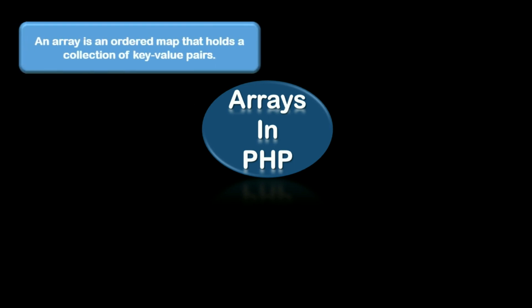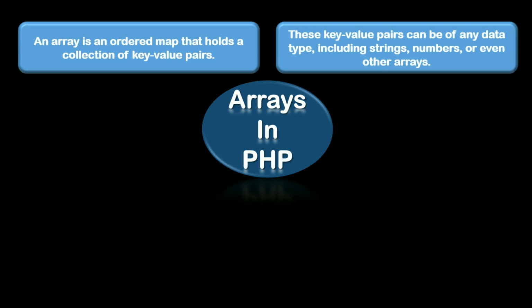Before we jump into coding, let's quickly understand what an array is. In PHP, an array is an ordered map that holds a collection of key-value pairs. These key-value pairs can be of any data type, including strings, numbers, or even other arrays.